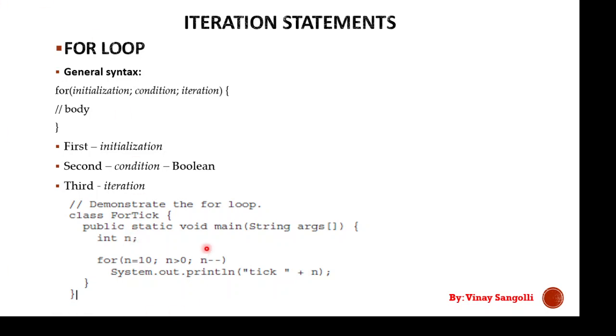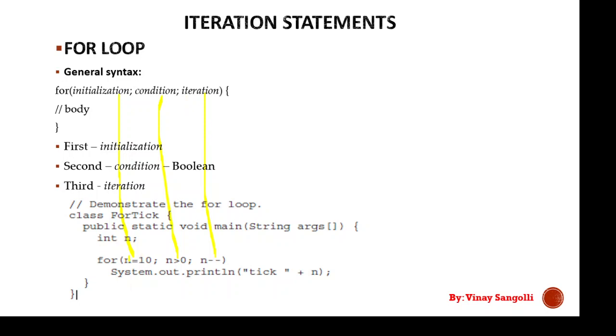Here, for example, if you observe, first n is equal to 10, this is your initialization. Next, n greater than 0, this is the condition. Finally the third one, n-- (n minus minus), which is a decrement statement, is the iteration. So this is how your syntax maps.